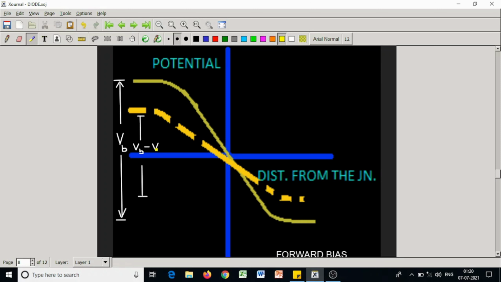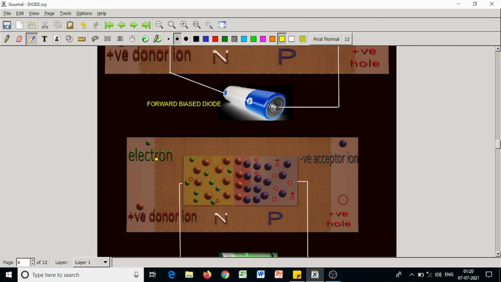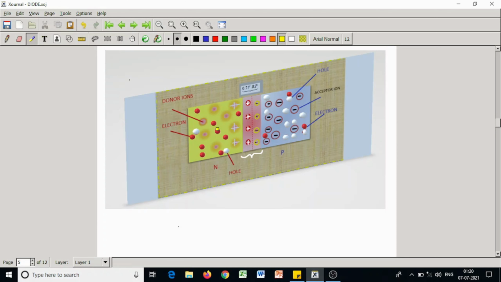Now a good number of holes from the P side will be able to overcome this reduced potential barrier and diffuse into the N side. Similarly, a good number of electrons from the N side will be able to cross the reduced barrier and diffuse into the P region. These two flows constitute a large current, I hole plus I electron is equal to I, in the same direction.